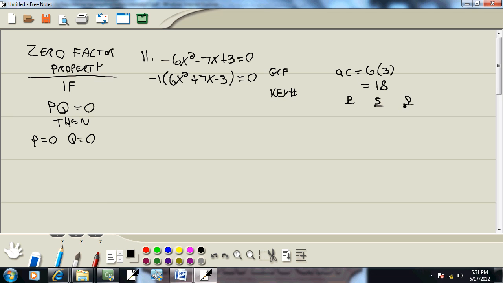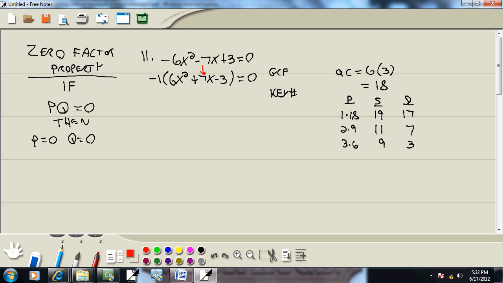And then I'm going to come up with 3 columns: a P column, an S column, and a D column. The P stands for products, so we put all the products of 18. So 1 times 18, 2 times 9, 3 times 6. In the sum column, we add those two numbers together. 1 plus 18 is 19, S for sum. 2 plus 9 is 11, and 3 plus 6 is 9. In the difference column, we'll subtract the smaller from the larger. 18 minus 1 is 17, 9 minus 2 is 7, 6 minus 3 is 3.